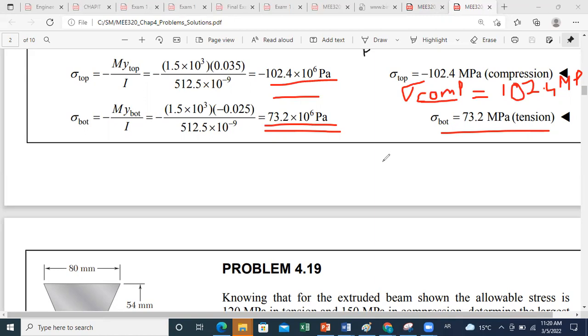Now, which one is more critical depends on the maximum allowable values. In general, whenever they give you a design problem, they tell you that the maximum allowable tension is equal to this value, and the maximum allowable compression is equal to this value. So you should compare your maximum values with the allowable stresses to determine which is more critical. And of course, we should not exceed the allowable values. Let us do another problem.